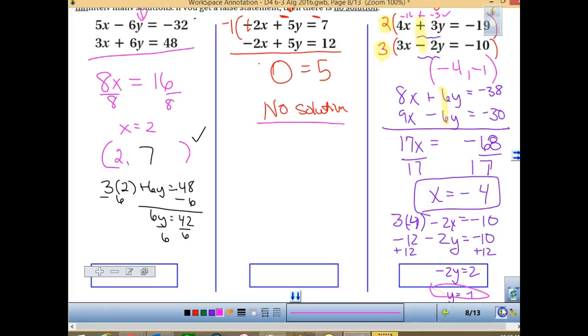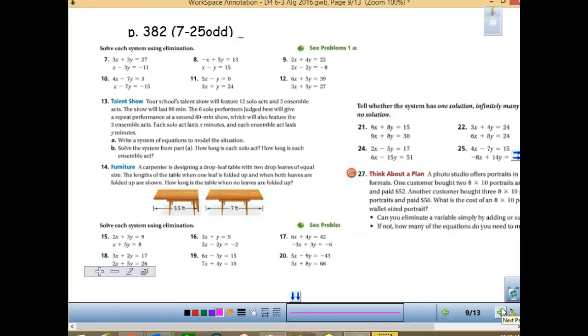As you look at your homework, if you turn to page 382, you're doing 7 to 25 odd. Every answer will be an ordered pair unless I am looking at infinitely many or no solution. When it says tell whether there is one solution, if there's one solution, you're going to give me the x, y. You want to actually solve it all the way. Okay?